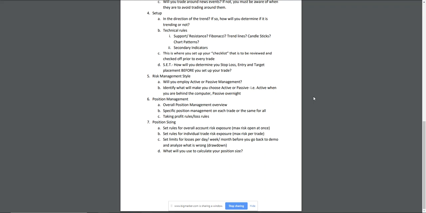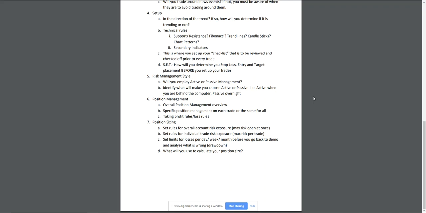Your risk management, will you be actively or passively managing a trade? Simple breakdown of that, passive management is a set it and forget it, right? You determine your stop loss and your target before you enter a trade. When you enter it, you have your stop loss and your target orders in place, and you leave it alone, let it ride. This is good for people with busy schedules that work full time, that have a lot of, you know, stuff going on in their life where they can't actively check the charts.